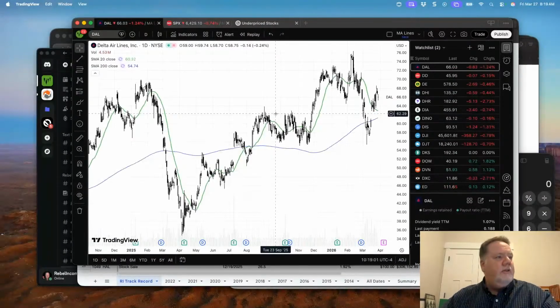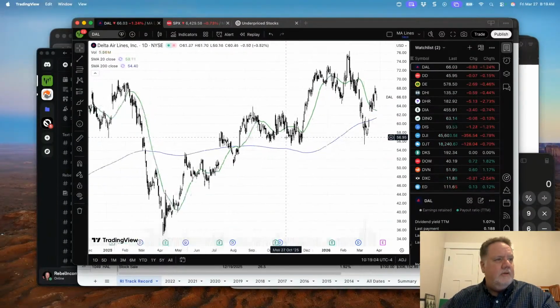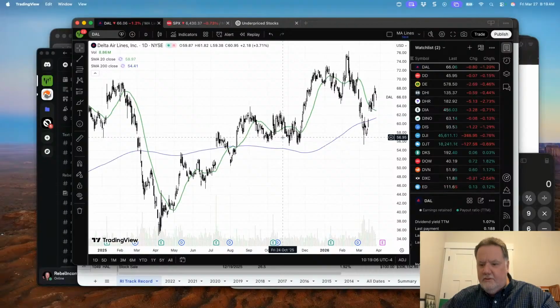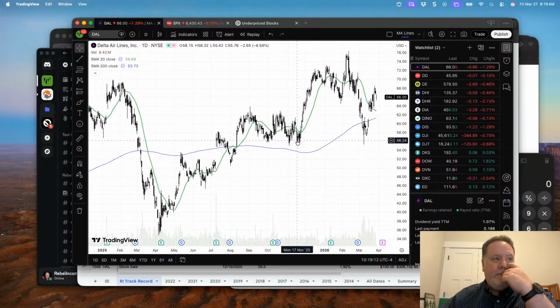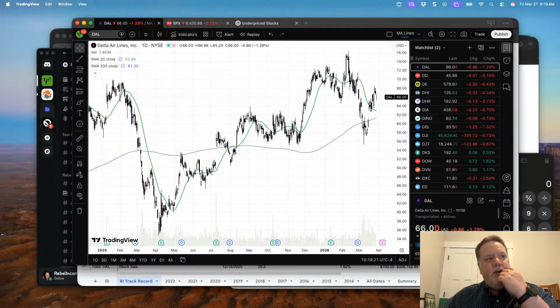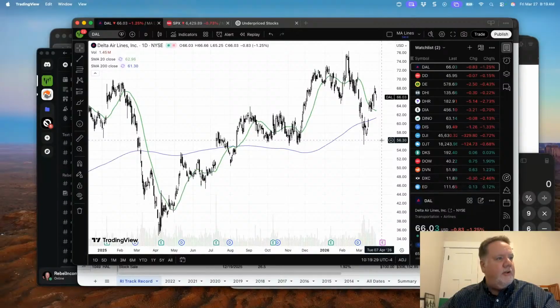And Delta, you could get called out of this one. We'll see where this one lands, obviously, at close of the day. It is down, so it's right around your strike price. But if this shows any kind of positive momentum at the end of the day, you could get called out of Delta as well.